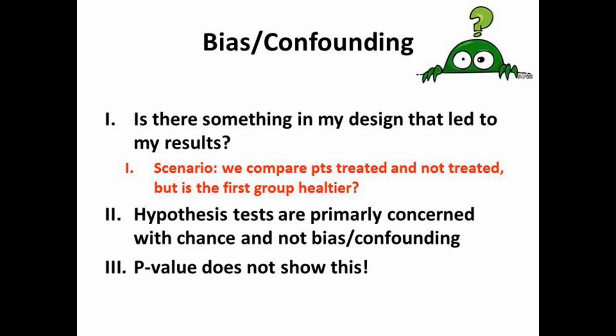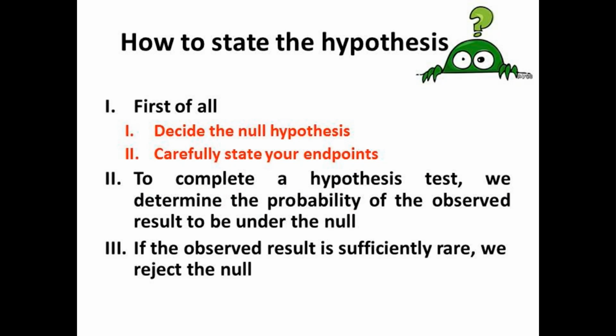So, first of all, what we have to do is decide the null hypothesis, and carefully start to state and define our endpoints. And after that, if the observed results are indeed sufficiently rare, we have to reject the null hypothesis. But let me try to give you some examples and be more specific concerning the outcome measure.